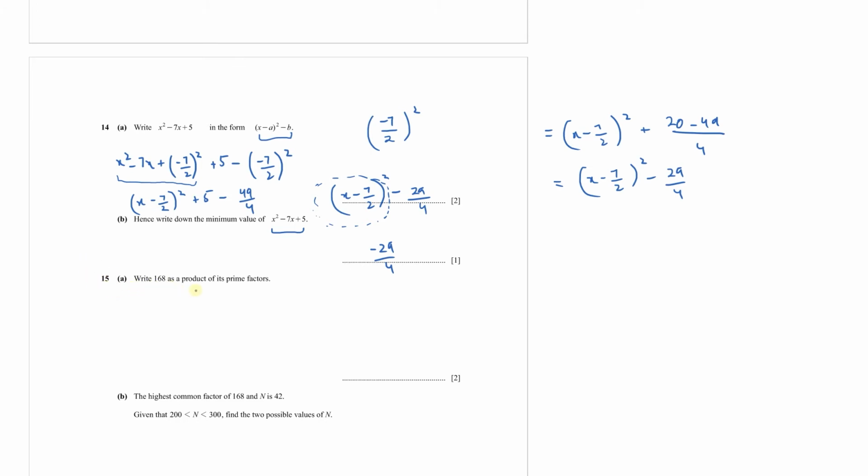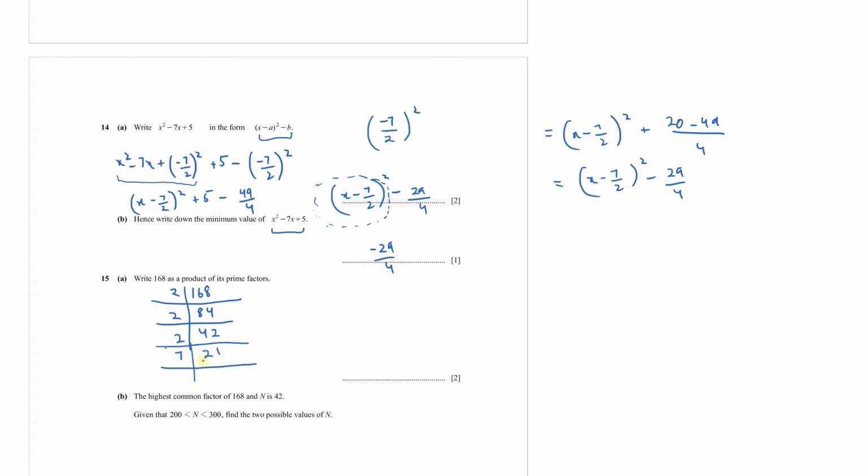Question 15 is write 168 as a product of its prime factors. So let's factorize 168. It's divisible by 2. So 2 times 84, 2 times 42, again divisible by 2. 2 times 21 is 42, and 2 times 2 is 4. Again, you can divide it by 2. You will get 2 times 2 is 4, and 2 times 1.